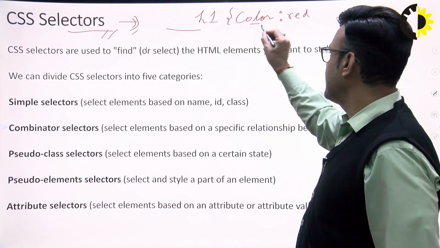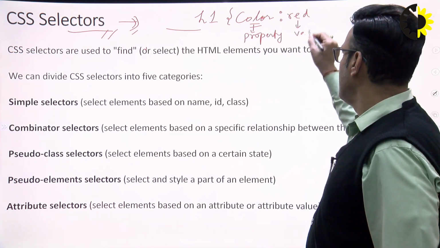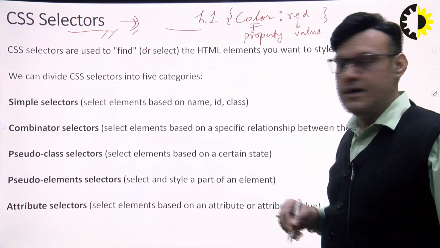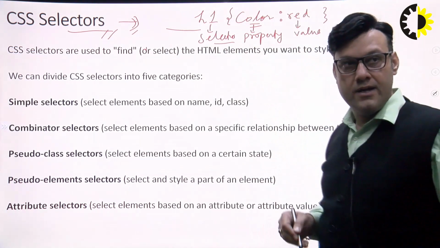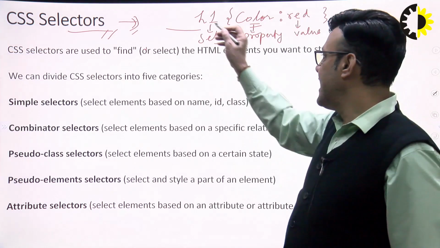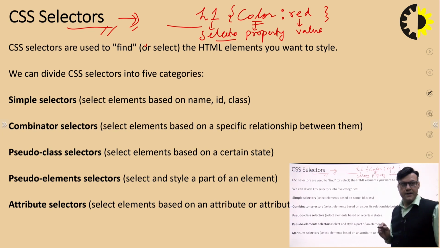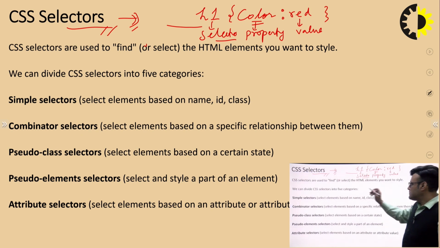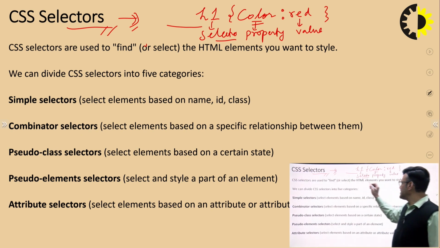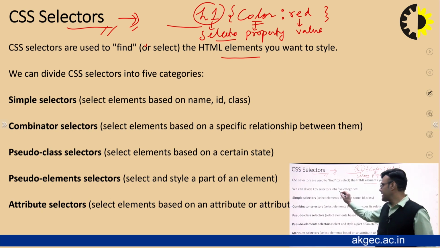So, this is called a property. This is a value. And this is a selector. Whenever this heading is shown on the web page, its color will be red. This is how we write the CSS selector. As it is written here, it is used to find or select the HTML element. What element have I selected in this example? H1, heading 1.